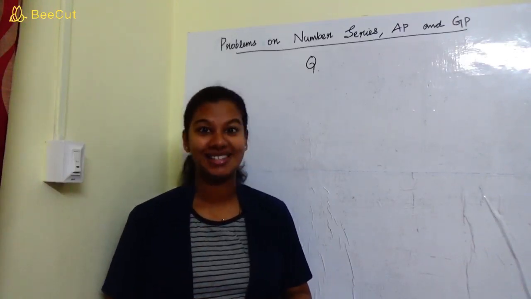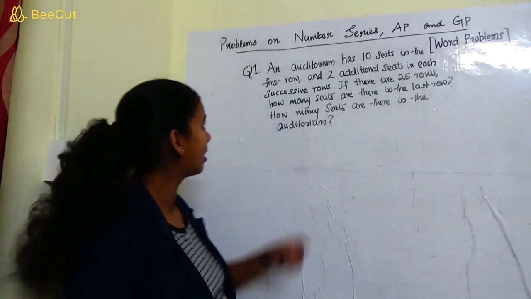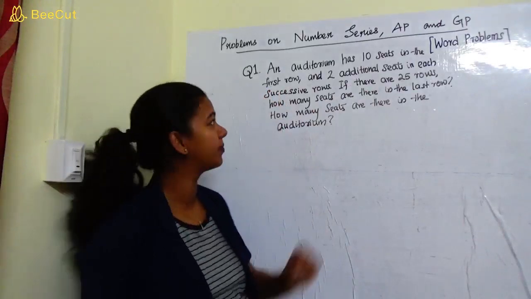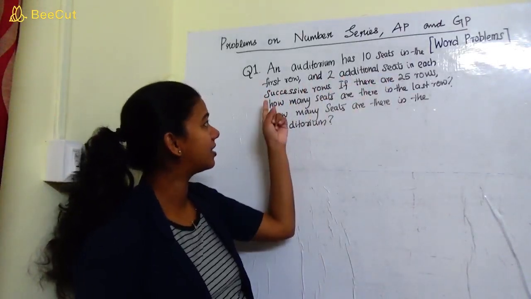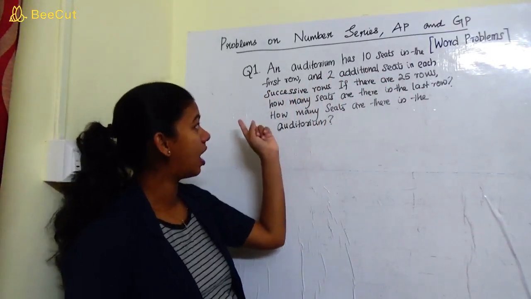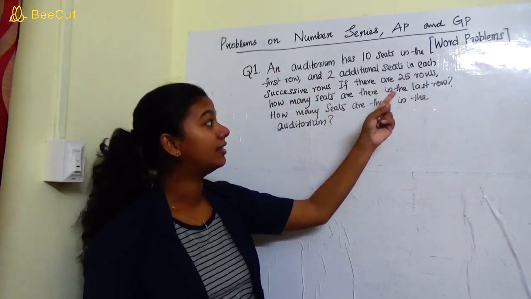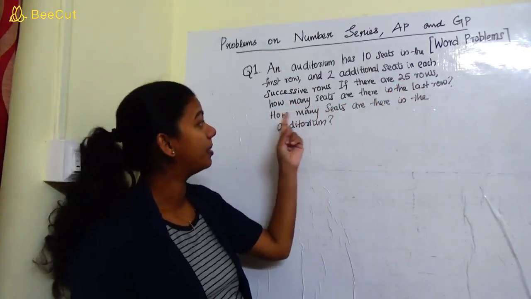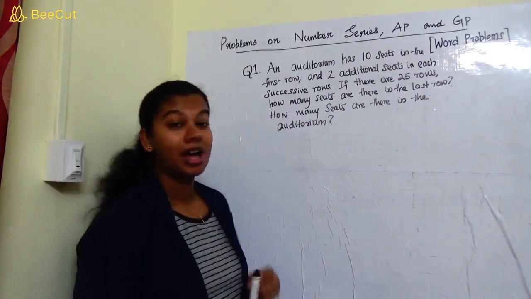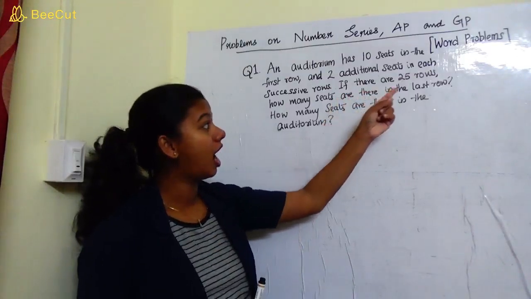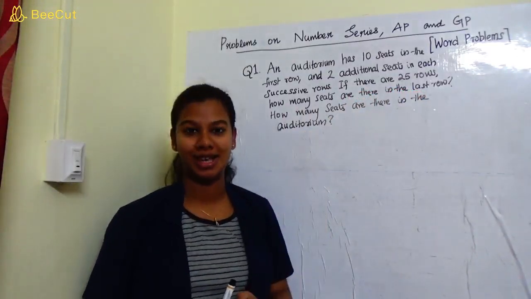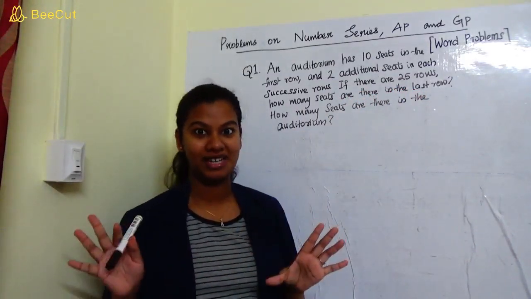Okay, so let's start. The first question is: an auditorium has 10 seats in the first row and 2 additional seats in successive rows. If there are 25 rows, how many seats are there in the last row? How many seats are there in the auditorium? So there are 2 questions. We have to find how many seats are there in the last row and totally in that auditorium how many seats are there. First we have to imagine an auditorium.